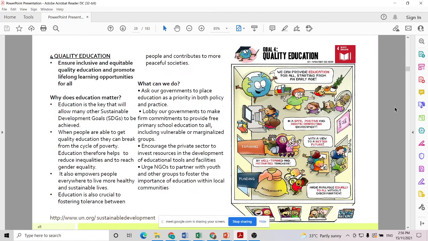Okay, all right, and then we have quality education. So why does education matter? Because education is the key that will allow many other sustainable development goals to be achieved. Why? Because you need to know. When you know, we call it knowledge. Knowledge comes from the keyword know. You know, and then you have the knowledge.